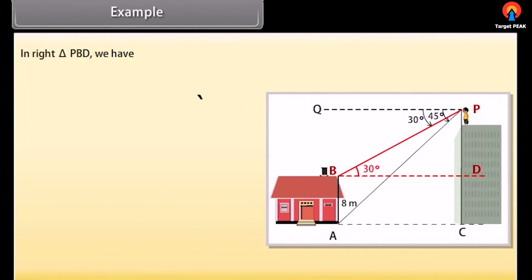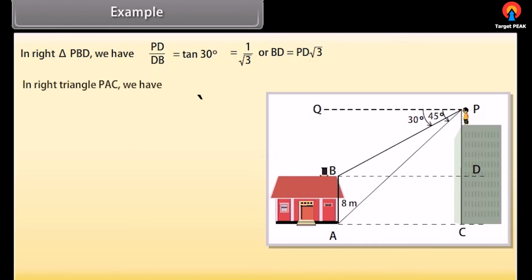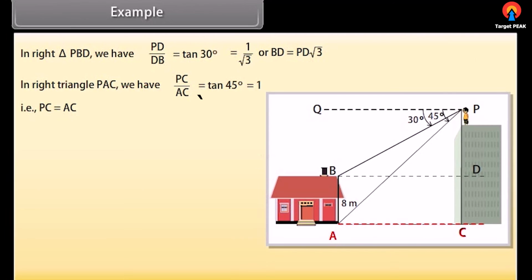In the right triangle PBD, we have PD upon DB equals tan 30 degrees, which is equal to 1 upon square root 3, or BD is equal to PD square root 3. In right triangle PAC, we have PC upon AC equals tan 45 degrees, which is equal to 1. That is, PC is equal to AC. Also, PC equals PD plus DC. Therefore, BD plus DC is equal to AC.